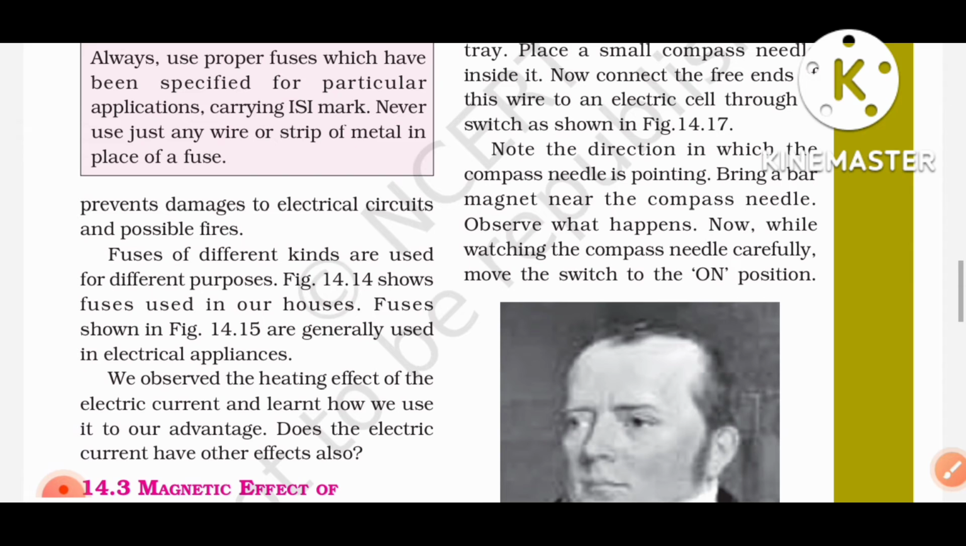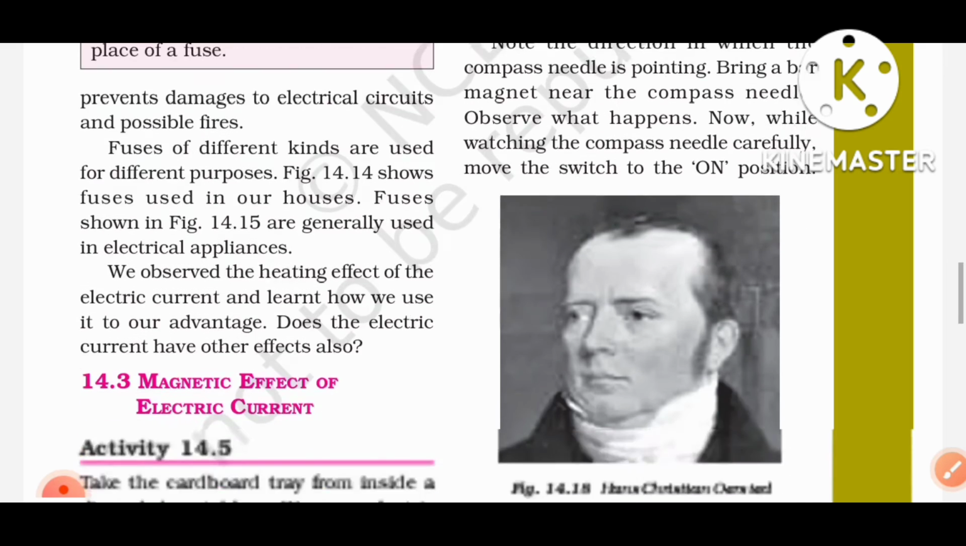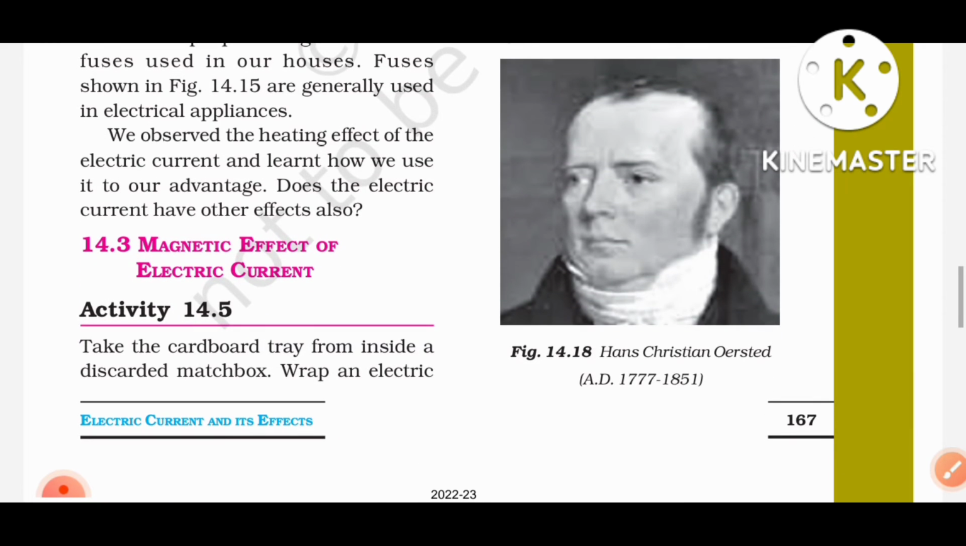Note the direction in which the compass needle is pointing. Bring a bar magnet near the compass needle. Observe what happens. Now, while watching the compass needle carefully, move the switch to the on position. Figure 14.18 Hans Christian Ørsted.